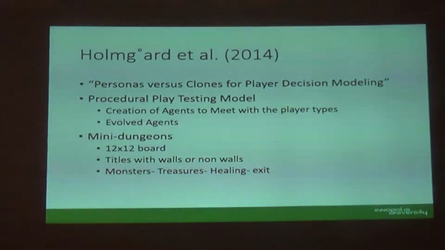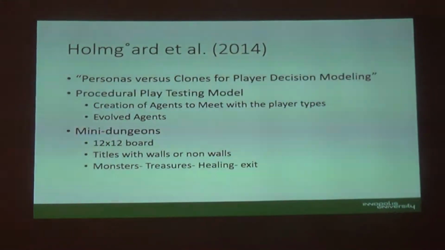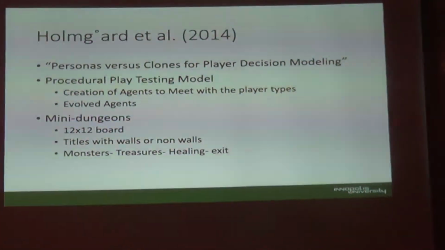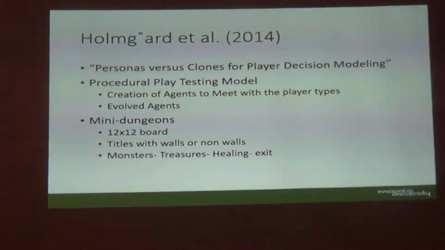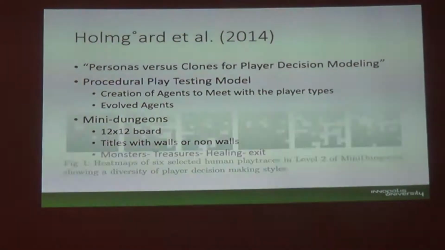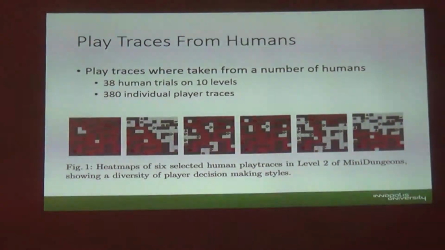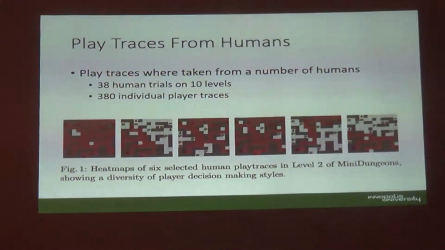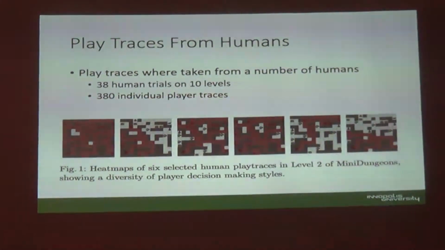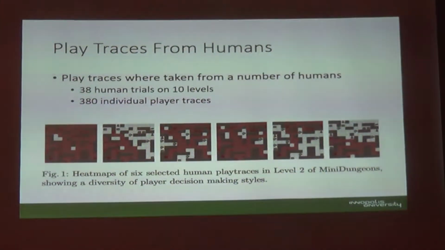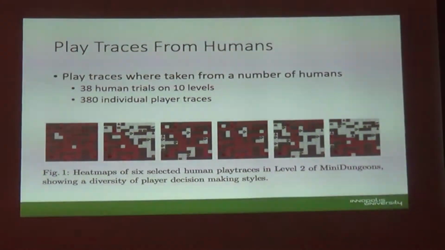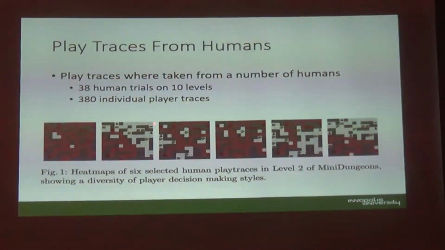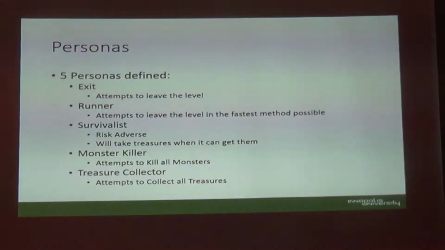They use mini dungeons, which are just a 12 by 12 board. Tiles can either have walls or non-walls. There are monsters to kill, treasures to take, healing, and an exit. What they wanted to do was create a bunch of different ways to play through this. First they looked at play traces from actual humans. They found 38 humans willing to take the pizza and do this trial. They had 10 different levels, which gave them 380 individual player traces. Here, this is one guy going through and killing everything. This guy dodges this area and gets to the exit.